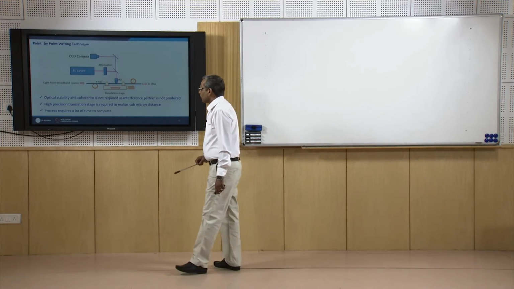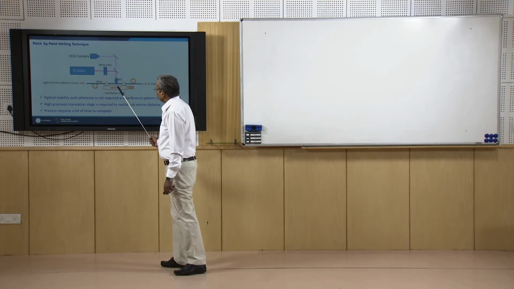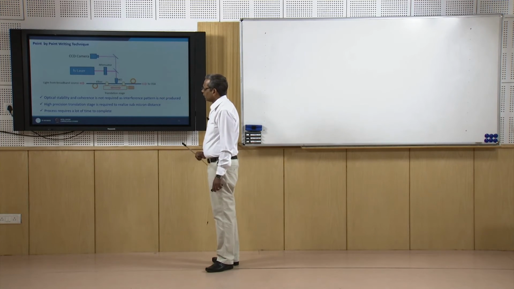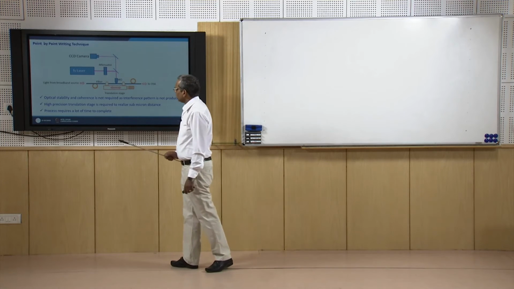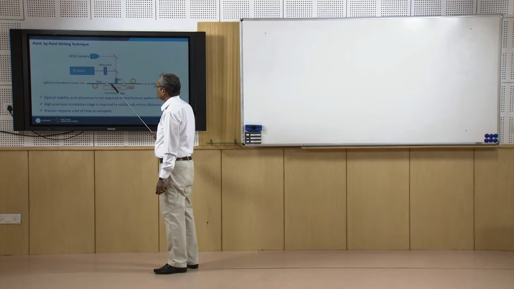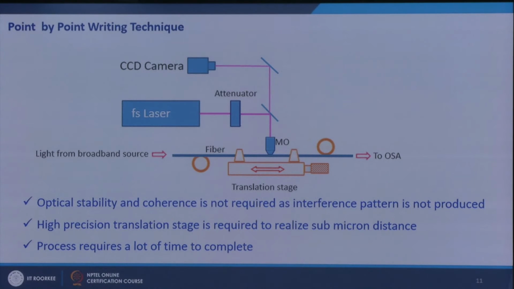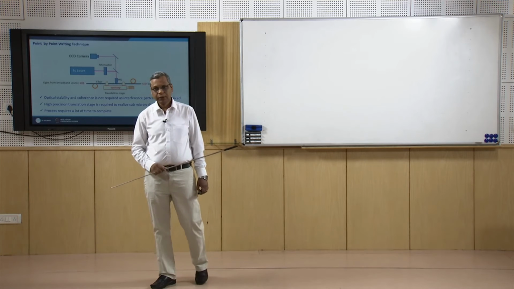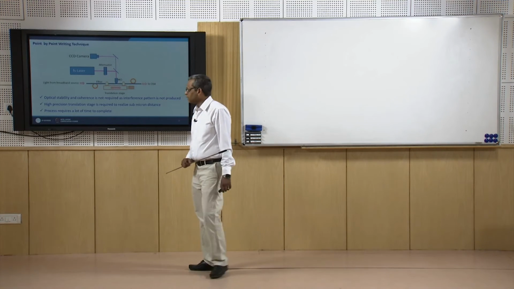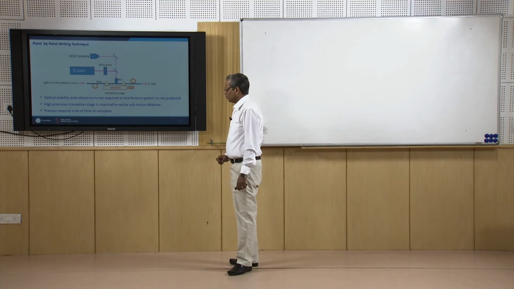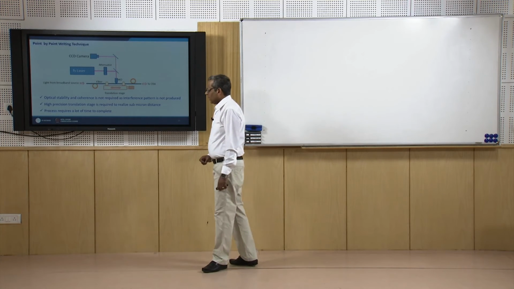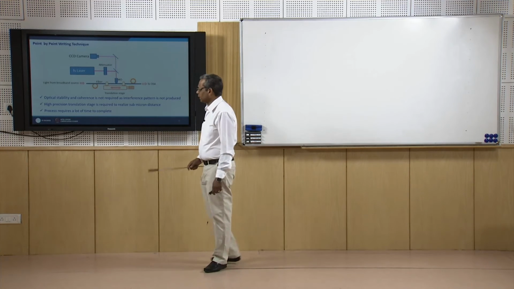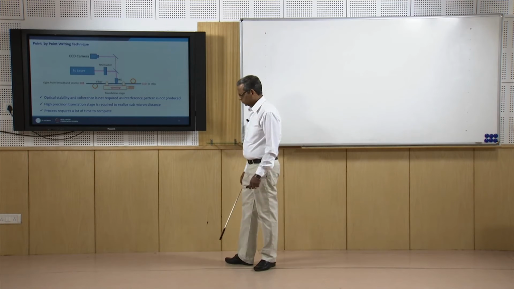But it has some limitations, some disadvantages. The disadvantages are I need to have high precision translation stage. Remember that I want to create a grating which has a periodicity of 0.5 micron. So, I would require very precise translation stage to create that kind of grating. And since it is point by point writing, this process is very tedious and takes a lot of time to complete.